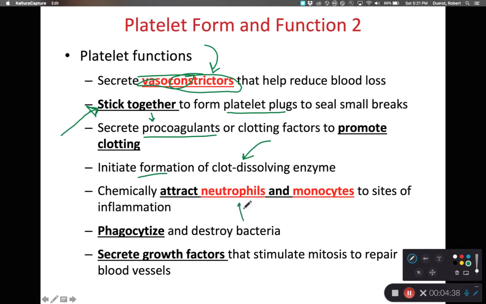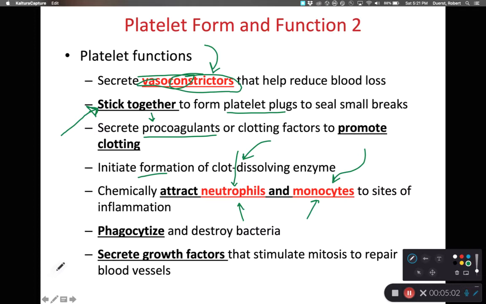Platelets are able to attract neutrophils and monocytes to the site of inflammation because, generally speaking, if you get a cut, that cut had to come from the outside of your body to get to the inside, and lots of bacteria have been introduced. So we need the neutrophils to get rid of those bacteria, and there may be bits of foreign debris, and the monocytes will transform into macrophages and help get rid of that foreign debris.